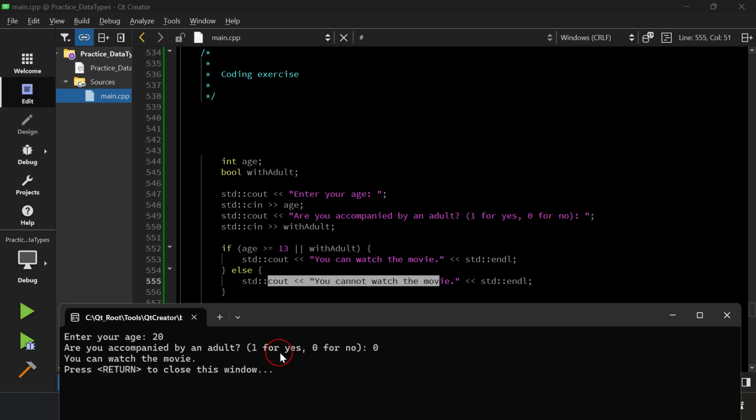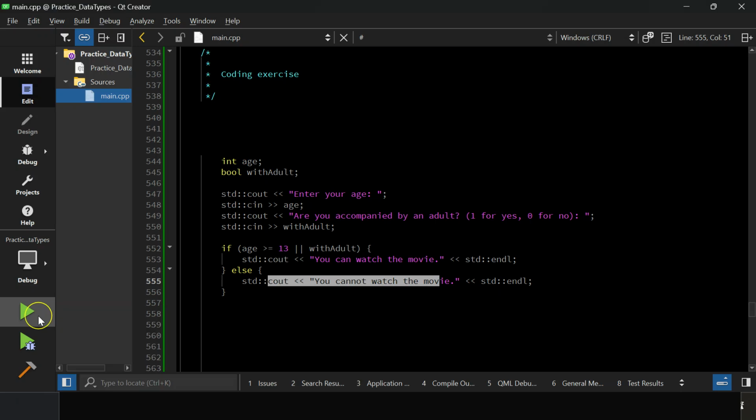And are you being accompanied by an adult? No, I said 0, so the second condition is not met. But because this is the OR logical operator, only one of the conditions needs to be met. So it enters and says, okay, you can watch the movie. But if it were the AND logical operator, it would not allow me to watch the movie unless both of the conditions were met.